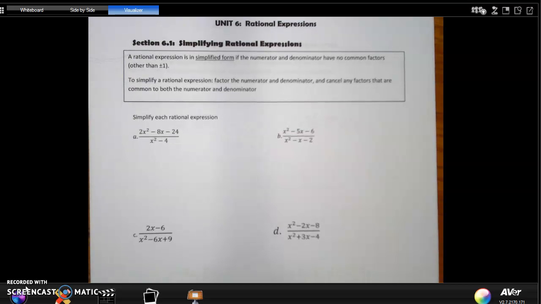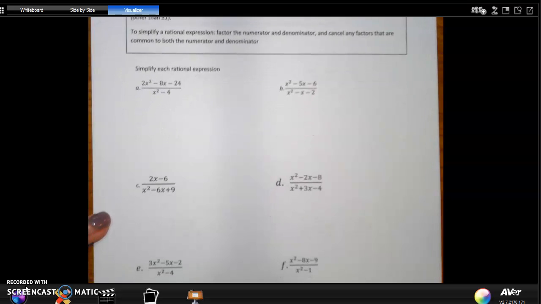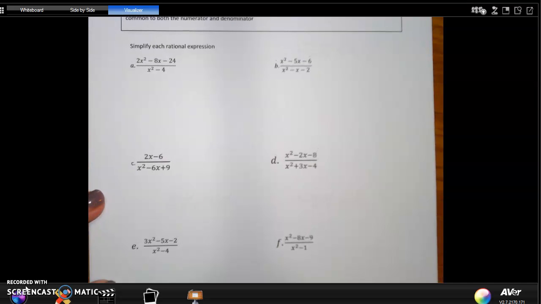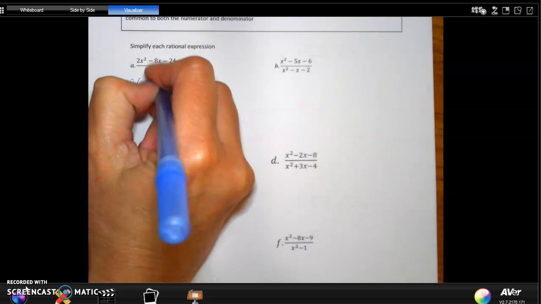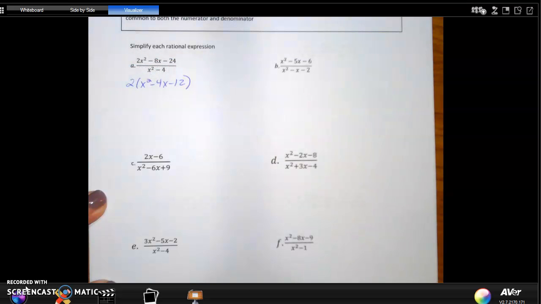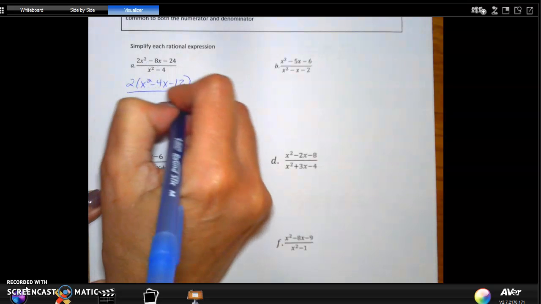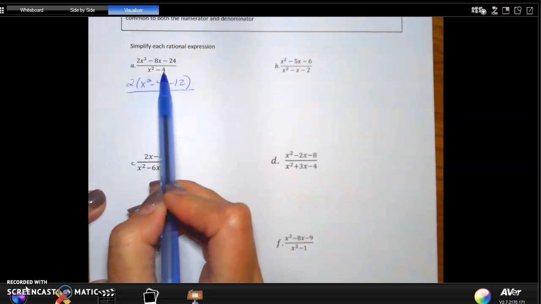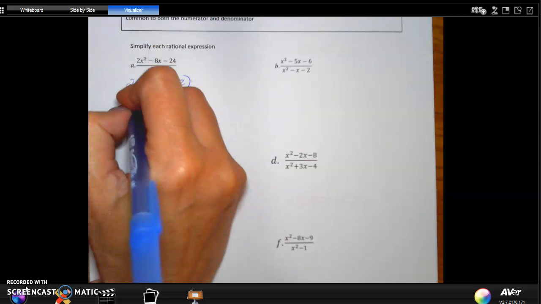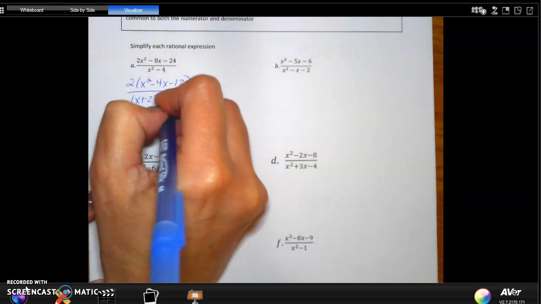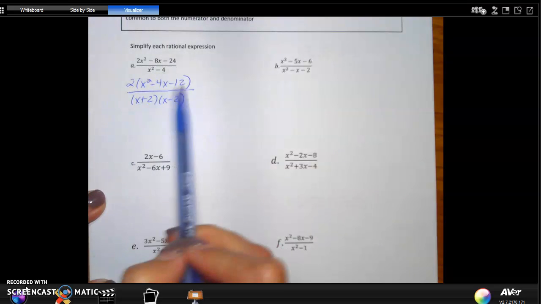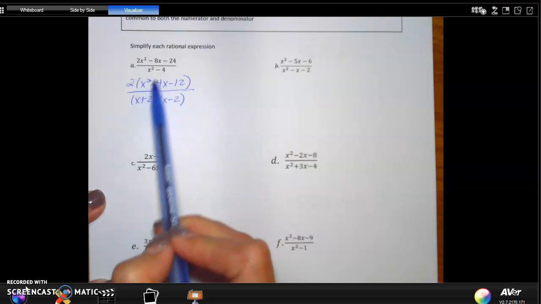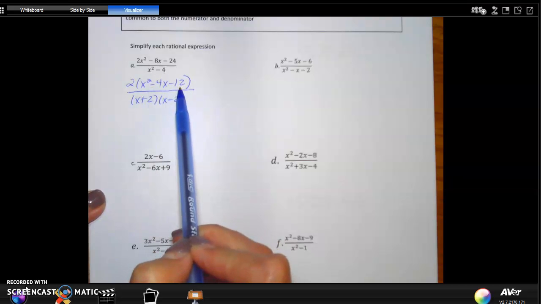Okay, so for this first problem up on top, we see that we can pull a 2 out of the top. And that leaves us with x squared minus 4x minus 12. And then on the bottom, this x squared minus 4 you should recognize as the difference of squares. So we can call that x plus 2 and x minus 2. And then we can go a little bit further up on top here and think about factors of 12 that are going to get us to 4. So that's going to be a 6 and a 2.